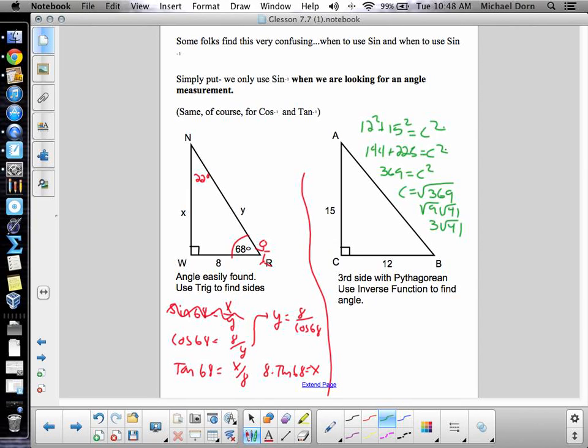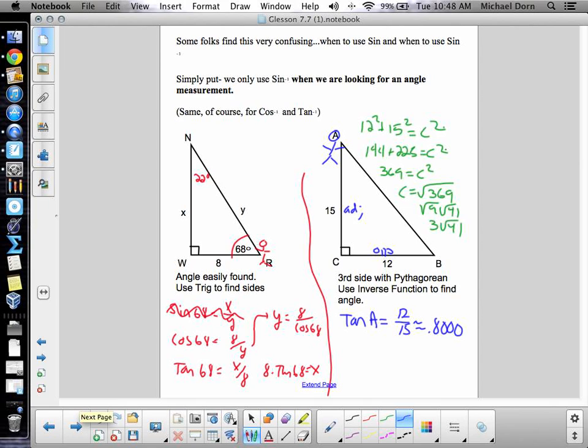Okay. Find the angles. Well, pick an angle you want to find, A or B. We found B last time. Let's find A this time. Identify which sides I know. 12 is the opposite. 15 is the adjacent. Which function is opposite over adjacent? Tangent. So tangent of angle A is 12 over 15, which I put in my calculator. 12 divided by 15 is 0.8.